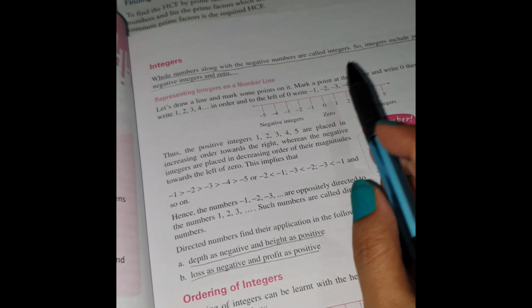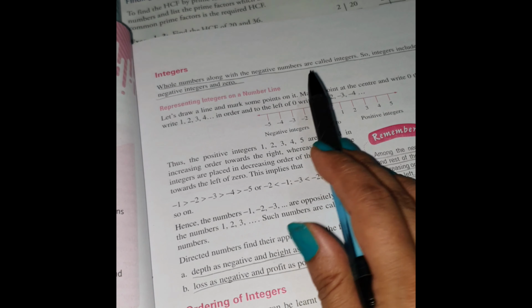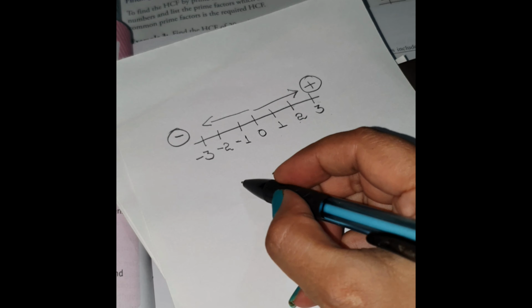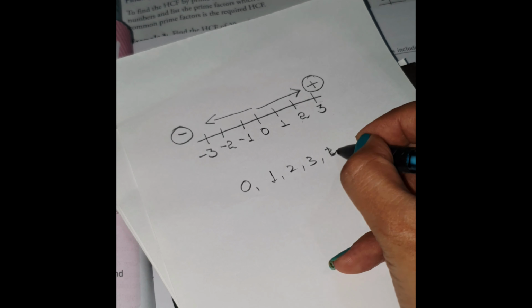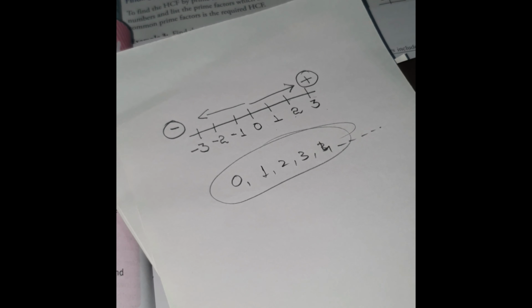Okay, so this was the introduction part. Now let's move on to the topic integers. See, whole numbers along with the negative numbers. You know what the whole numbers are, as I have told you in the previous chapter only, that whole numbers are numbers which begin with 0. So 0, 1, 2, 3 and like this when counting moves on and on, this series, this set of numbers are called whole numbers.